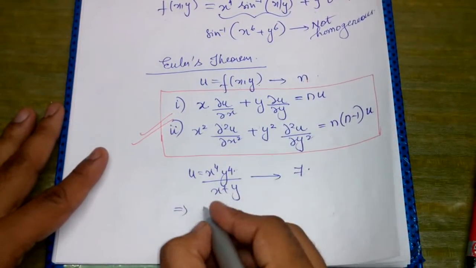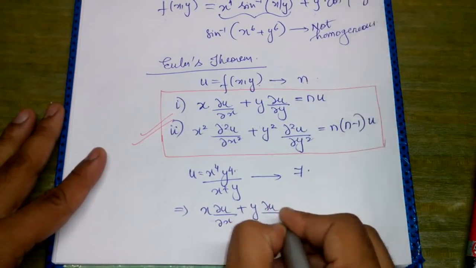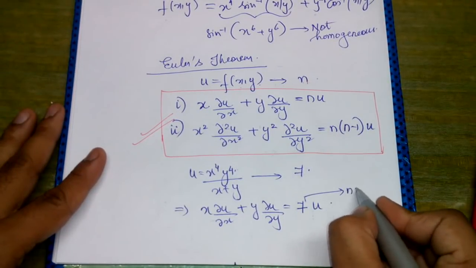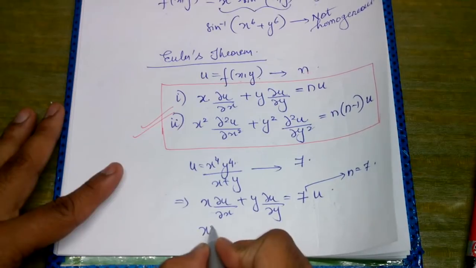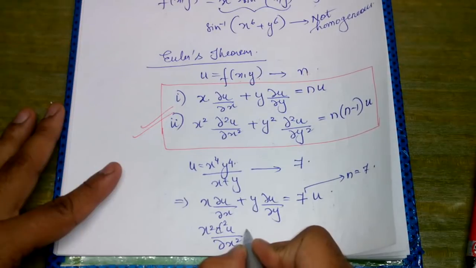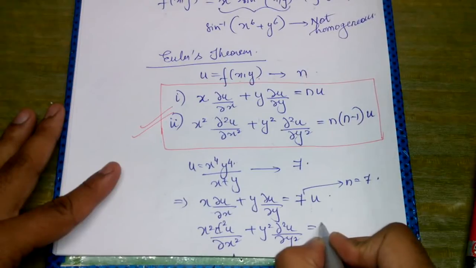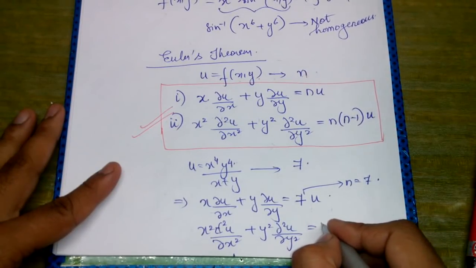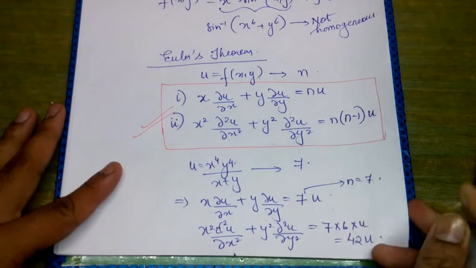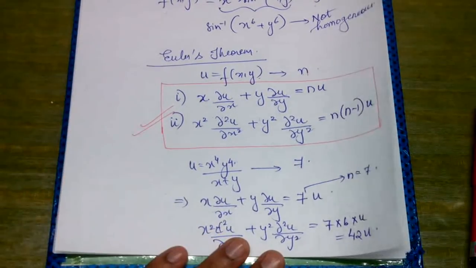So according to Euler's theorem, x into del u upon del x plus y into del u upon del y is equal to 7u, because here the degree is 7. And x square into del square u upon del x square plus y square into del square u upon del y square is equal to n into n minus 1 into u. So n into n minus 1 into u would be 42u. So this is actually the interpretation of Euler's theorem in this question.